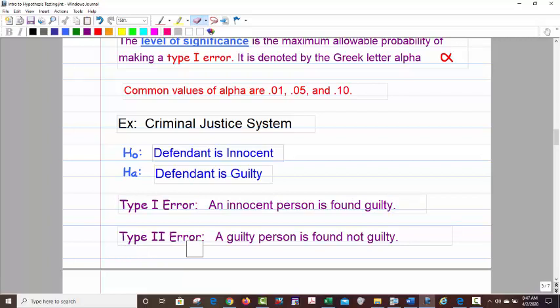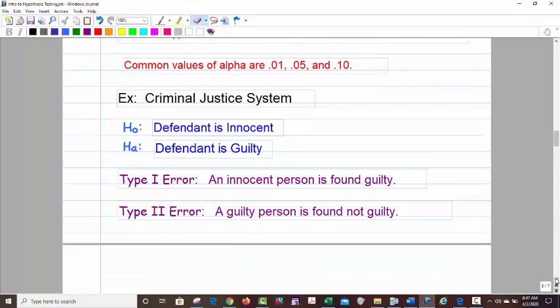A type 2 error is you fail to reject the H0 when the H0 was false, meaning the defendant really was guilty, in other words. You did not reject their innocence, meaning a guilty person was found not guilty. So they basically got away with it. So hopefully that doesn't happen too often, but that's not as bad as an innocent person being convicted.